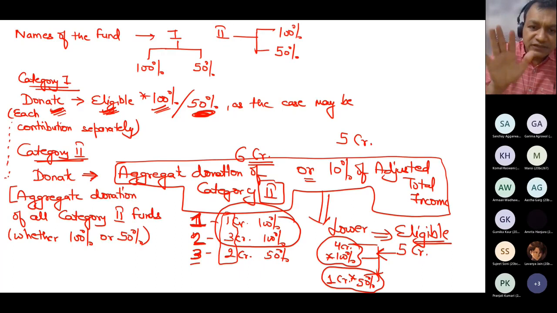My total donation becomes 6 crore rupees. When I computed my 10% of adjusted total income, it came out to be 5 crore. So which is less? 5 crore is eligible. Now out of 5 crore, I should now start computing deduction.